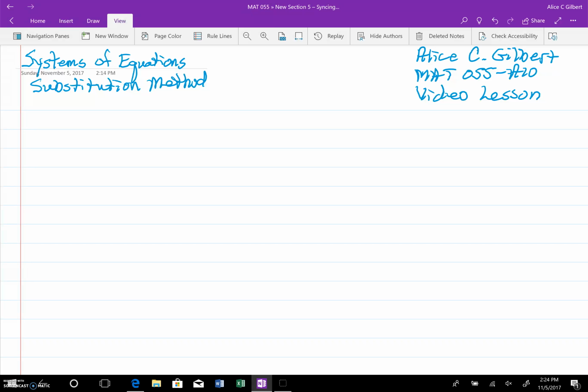All right, systems of equations, substitution method. Now remember, systems of equations is looking for one thing and one thing only, the one point where the two lines cross. So if you are told, here's our system of equations, 4x plus y equals 5, and our second equation is 2x minus 3y equals 13, and you are told you must do this by the substitution method.